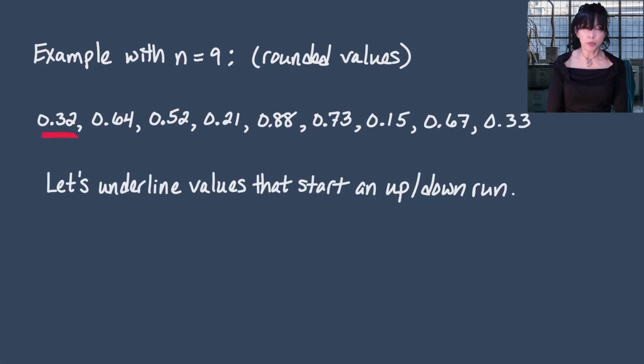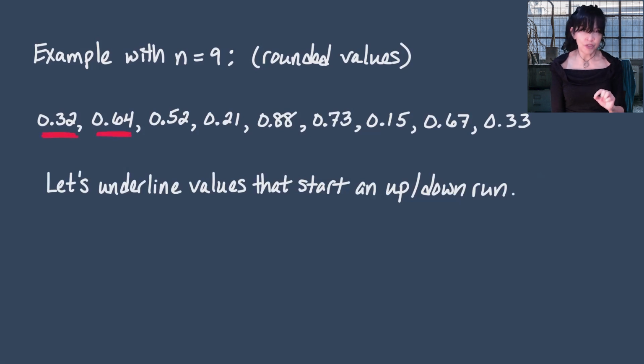The next value is 0.64. So 0.32 is actually starting a run up. I don't care whether it's up or down. But if you look ahead to 0.52, that increase is starting to turn around. So actually 0.64 is also starting a run. 0.32 is starting a run up, and then 0.64 is beginning a run down.